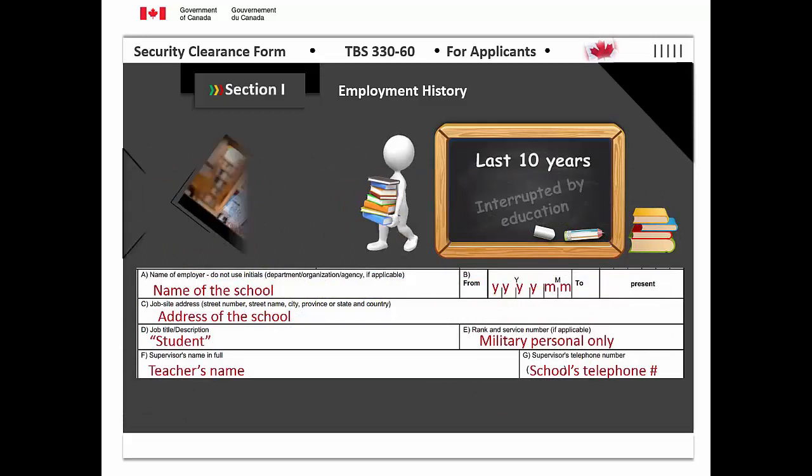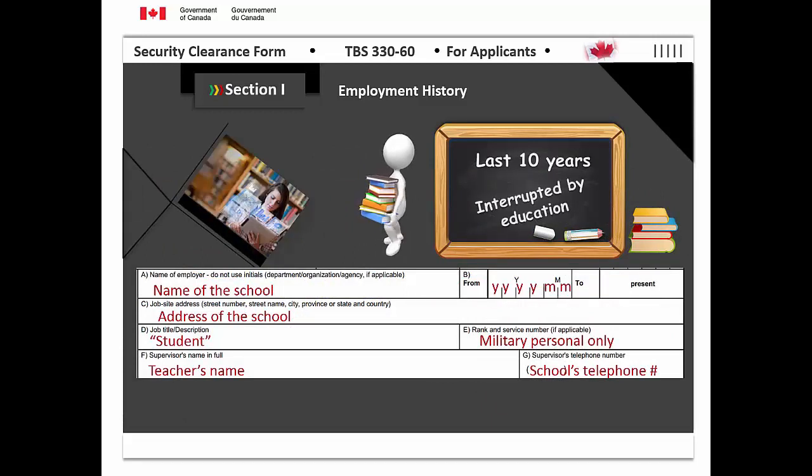If your last 10 years of employment have been interrupted by education, you must provide the name of the school in Box A, the dates of attendance in Box B, and the address of the school in Box C. In Box D, you must enter student. In Box F, you must provide a teacher's name, and in Box G, enter the school's telephone number. Box E is for military personnel only.